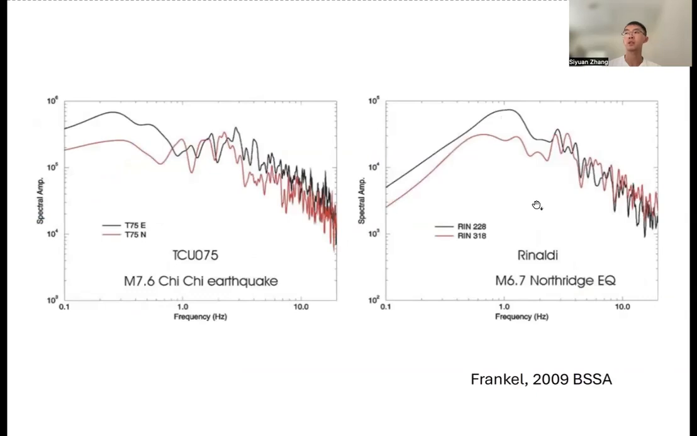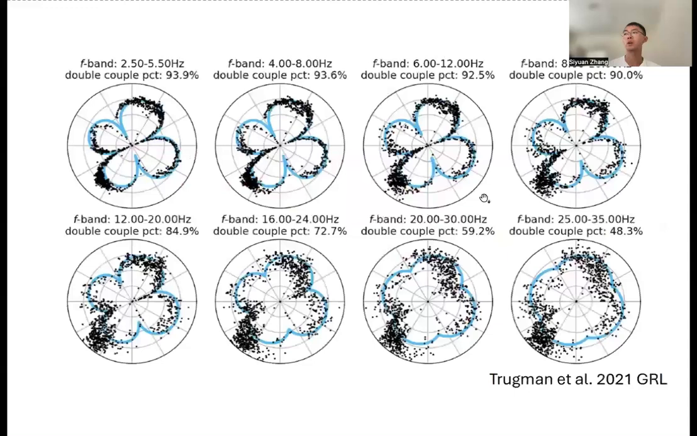These observed transitions can generally reflect a combination of source processes that are dominant in different frequency ranges, consistent with a double couple radiation pattern at the low frequency range and the transition to a more isotropic radiation at the higher frequencies. This transition was also observed by Trackman et al. in 2021 for a small earthquake.